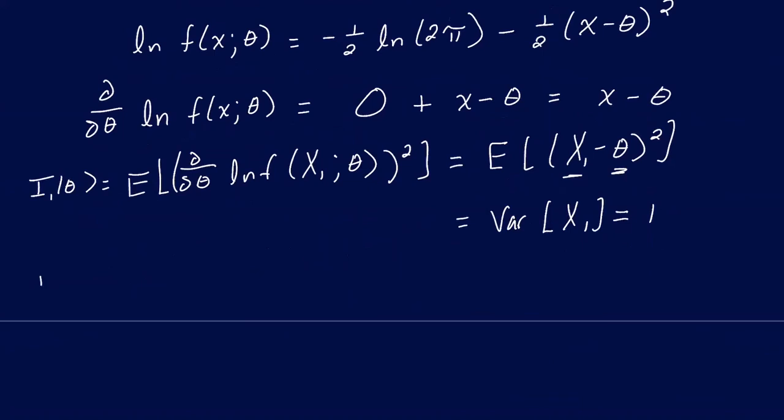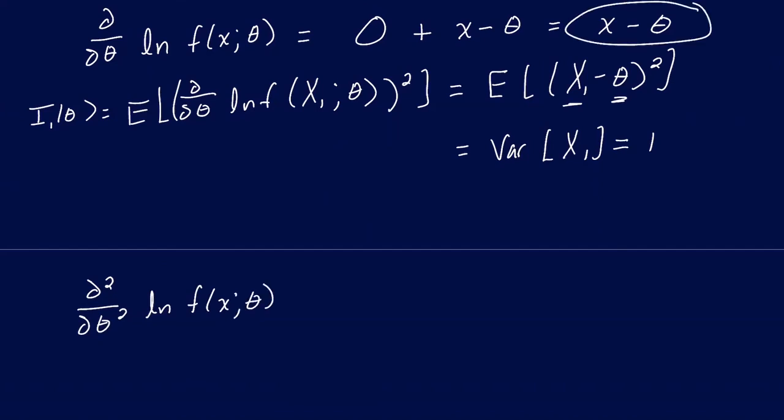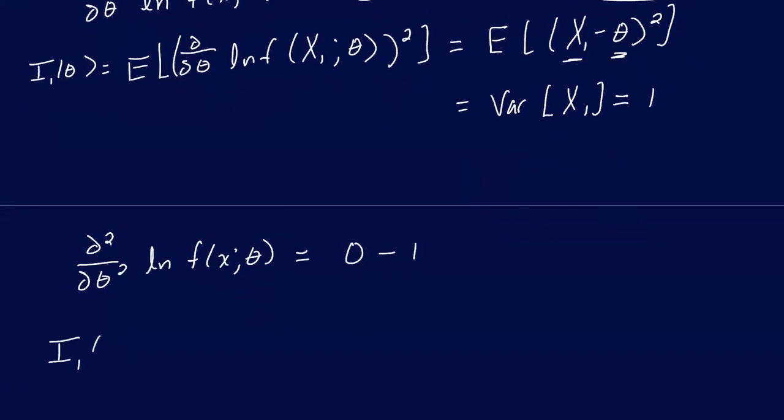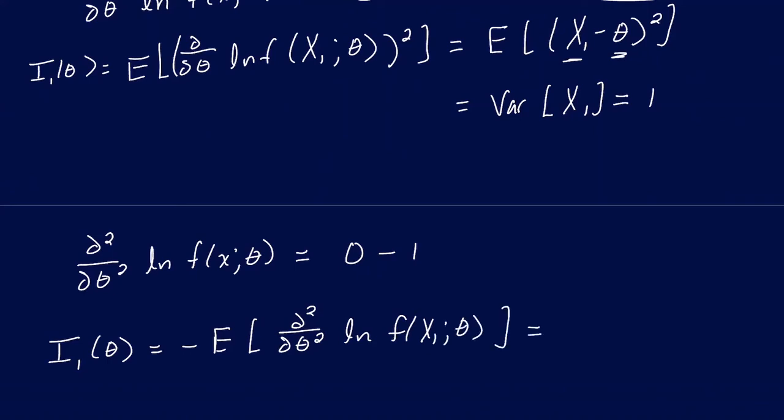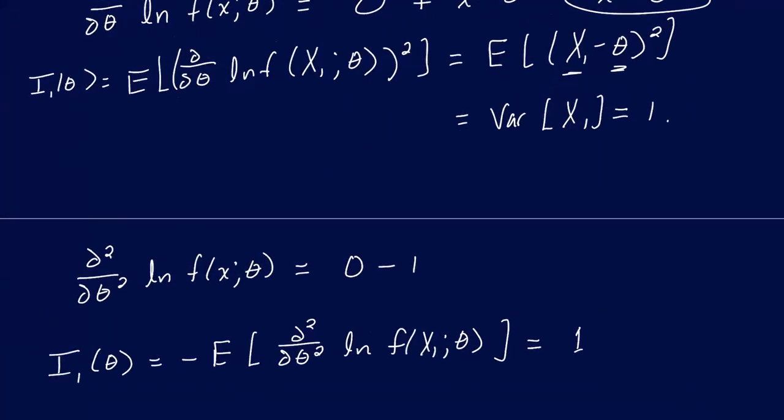But the other way to do this is to go to the second derivative. So if I look at the second derivative, or the derivative of that derivative there, I'm going to take the derivative of this with respect to theta. The x part is 0, and the other part is 1. And we do have another form for Fisher information. It is the negative expected second derivative. And that's going to give us positive 1 again, which is a good thing.